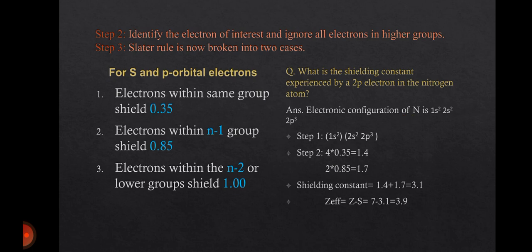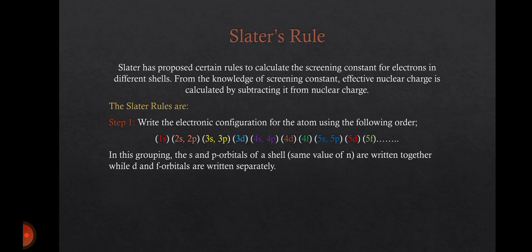The second step is to identify the electrons of interest and ignore all the electrons in higher groups. What does that mean? When the question is to calculate the shielding constant for 4p electrons, we consider the electrons up to the 4p orbital and ignore the rest, like 4d, 4f, 5s, 5p. We ignore all those electrons. We consider only up to the 4p orbitals.